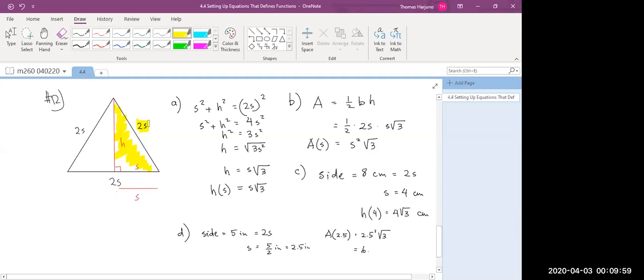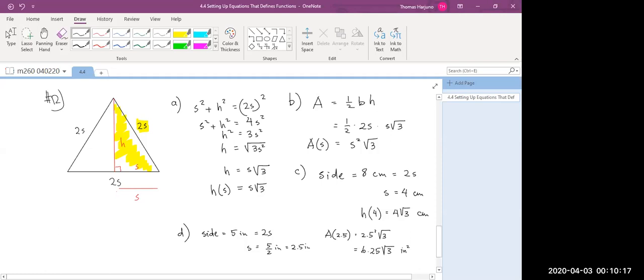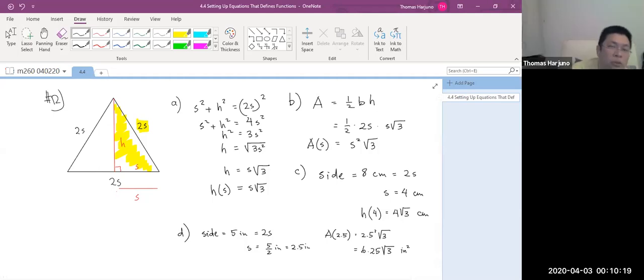Yeah. That's why then I divide by 2 to get the actual S. And once we get the S, then we use that S for the formula. So this is 6.25 square root of 3 square inches. Oh, okay. Yeah, got it. Thank you.